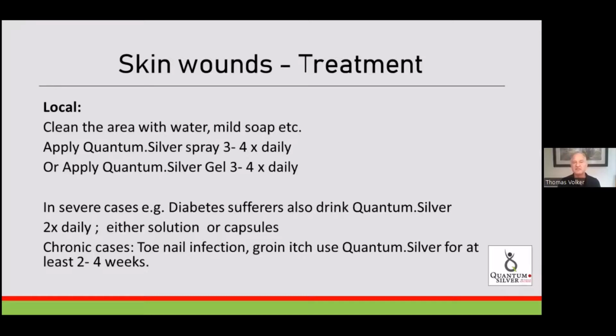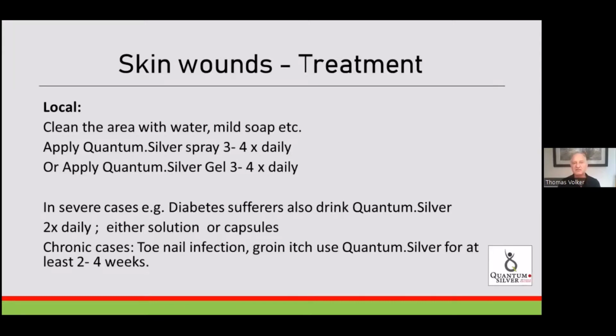In severe cases, for example, people battling with diabetes and low circulation, then I would recommend, in addition to the local treatment, either by the spray or the gel, to also drink quantum silver. The solution would come down to 50 milliliter twice a day for a few weeks till one gets resolution and healing of the wounds, or one can drink a capsule, one capsule twice a day for a couple of weeks, and just monitor the progress and the healing of the wounds.